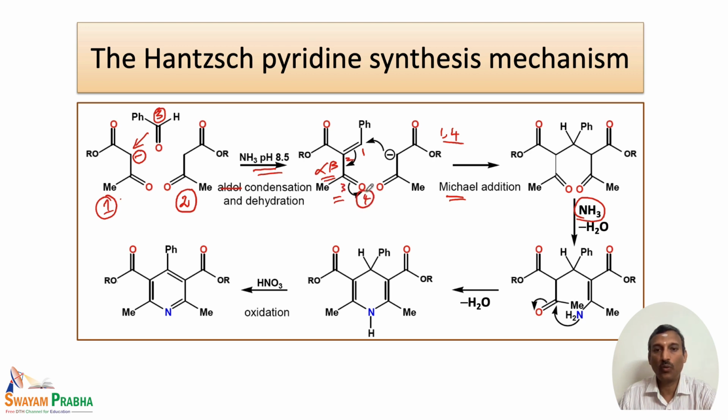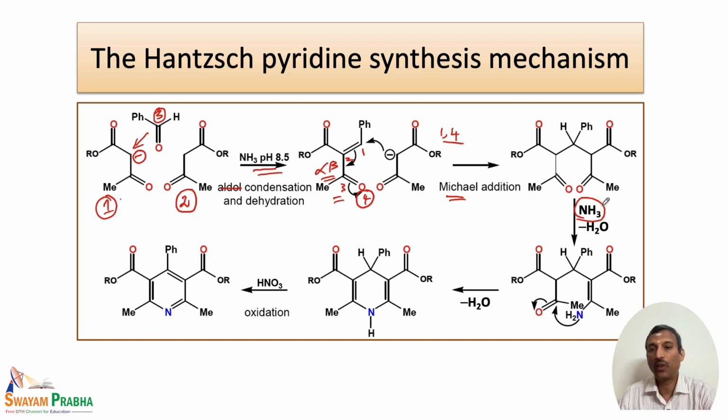So we have 1,4 addition that is happening. An anion is generated on the beta ketoester, and this active methylene hydrogen is highly acidic, so it is very easily removed by the base. So we generate an anion here, and this anion now adds to the alpha beta unsaturated compound, and this reaction is a Michael addition. So this leads to the condensation of 2 beta ketoesters and 1 aldehyde. So all the 3 are connected together here, and this is how the intermediate is formed.